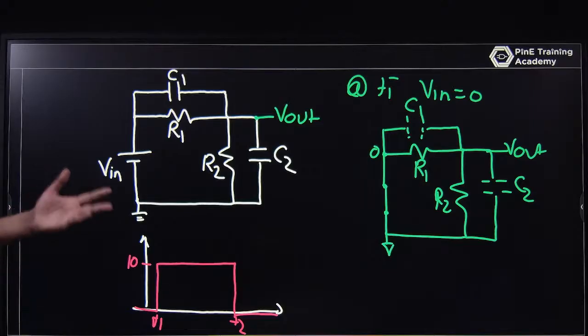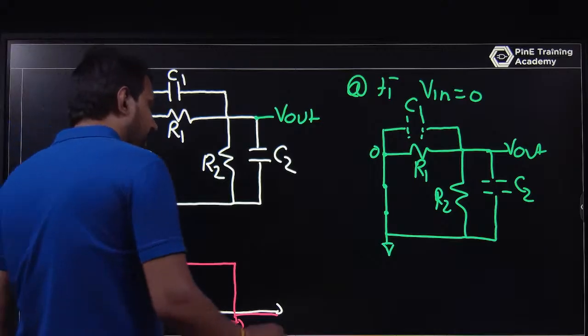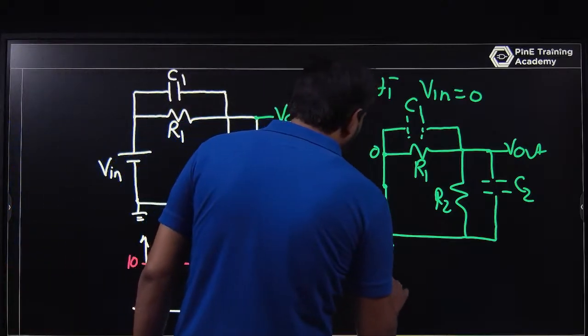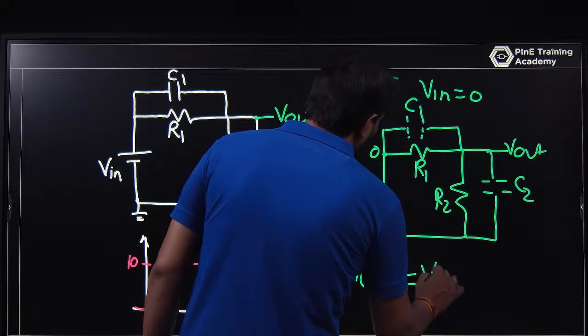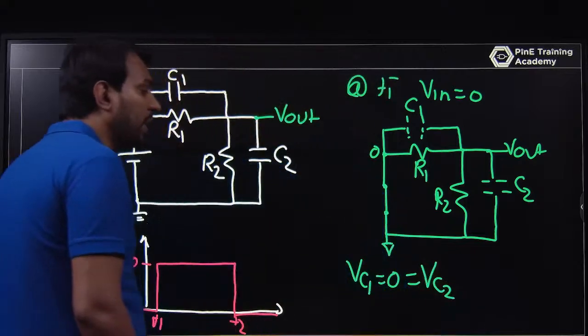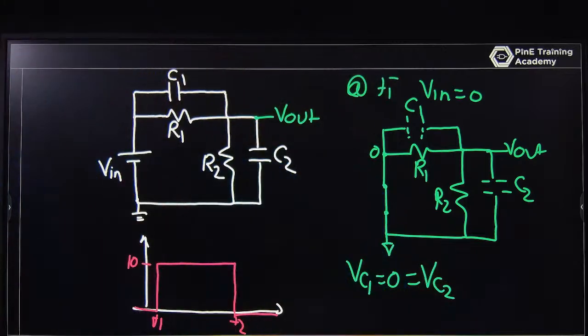So initially I am just assuming that the initial voltage of the capacitor is 0. So C1 and C2 do not have any initial voltage, and the circuit looks like this. So I can say that VC1 is equal to 0 is equal to VC2, because there is no initial voltage or external voltage present here. What is happening at T1 plus?